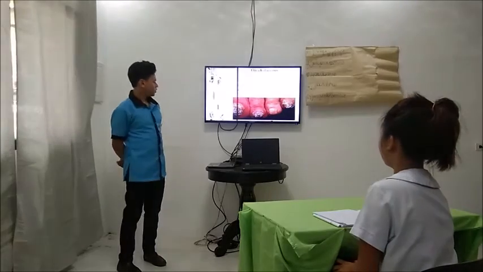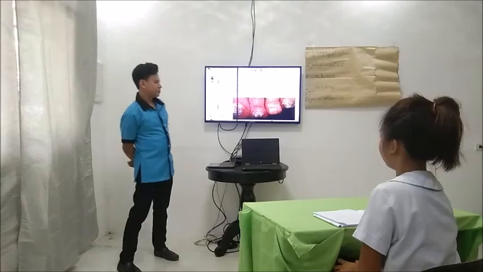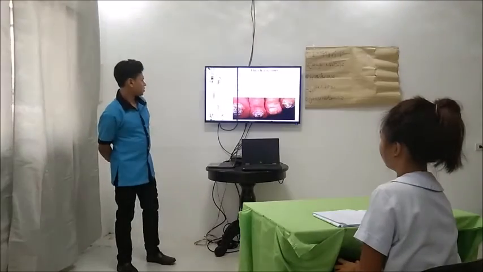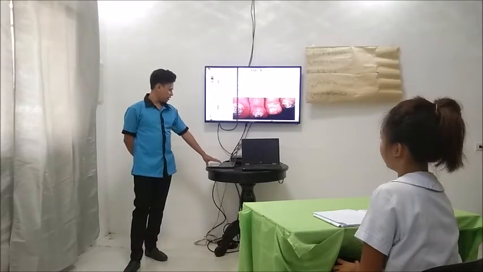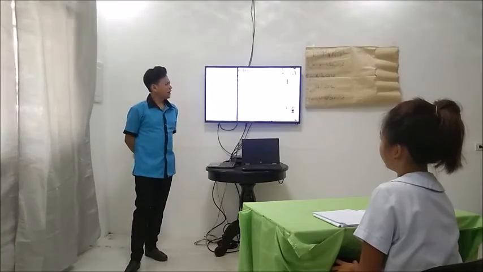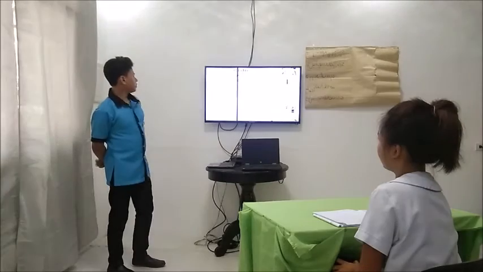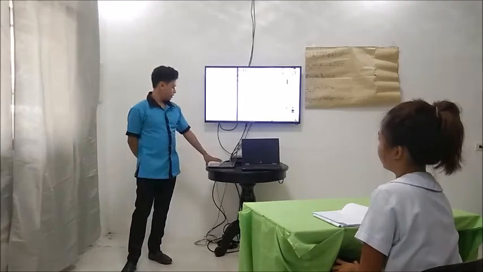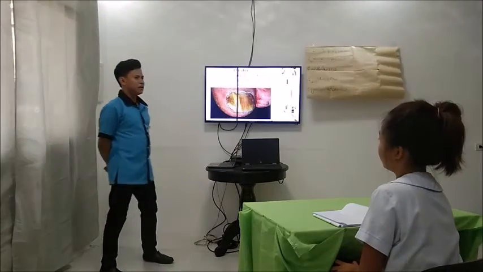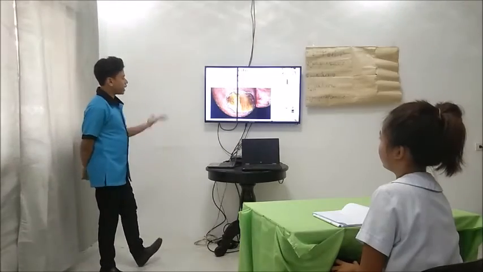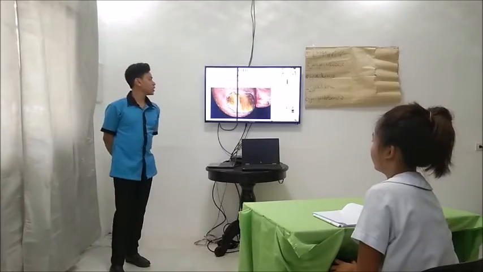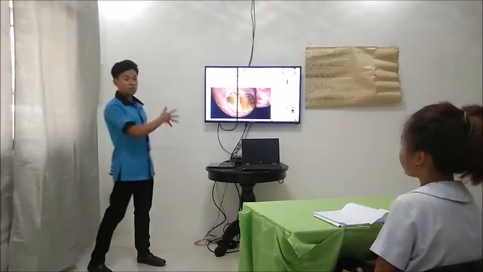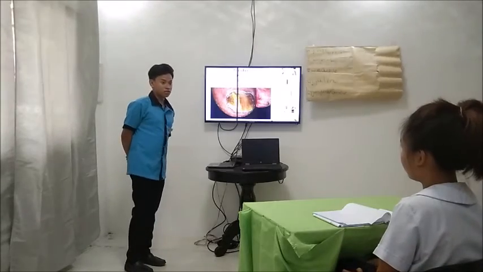Okay, so yes, overuse of pesticide also. Okay. So moving on, we have the onychia. It's a term applicable to chronic inflammation of the nail fold and nail bed or matrix. So it results from the introduction of microscopic pathogen through small wounds. So nagsisimula siya sa small wounds. Okay.